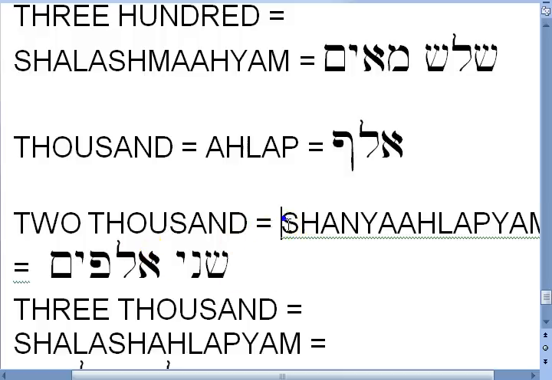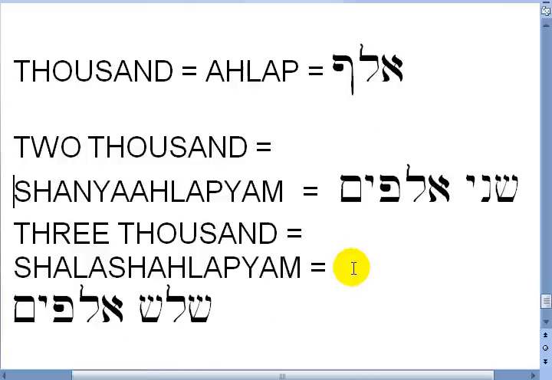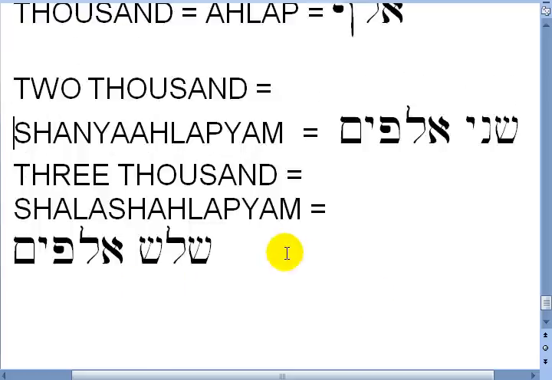2,000 would be Shanya Alapium, because Alap is 1,000 and Shanya is 2. So then you put the yum at the end of Alapium to make it 2,000. Shanya Alapium, 2,000. Same thing with 3,000: Shalash Alapium. And you just continue on that way, and that's pretty much the last one.